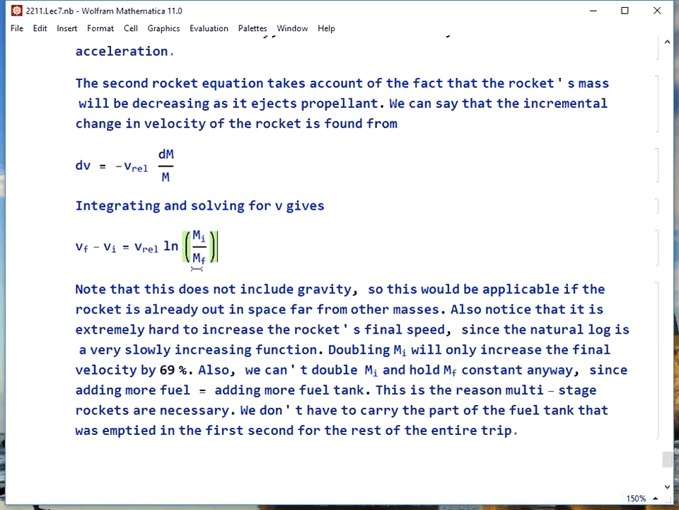Notice that it's very hard to increase the rocket's final speed this way. If you want it to go twice as fast, you can't just double the initial mass for a couple of reasons. One, because of that log function, this is about the most slowly increasing common function there is. Doubling the mass would only increase the final velocity by 69%. It wouldn't double it. Also, if you double mi, mf is not going to remain constant. Mf is what's left over when all the fuel is gone, so it's the tank. You can't have twice as much fuel with the same size tank.